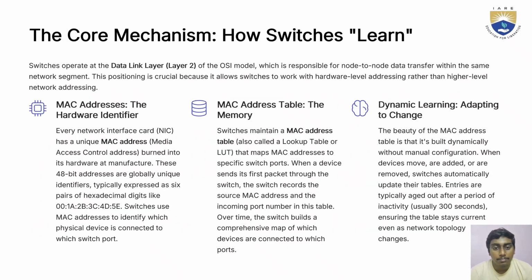The core mechanism. How switches learn. Switches operate at the data link layer, layer 2 of the OSI model, which is responsible for node to node data transfer within the same network segment. This positioning is crucial because it allows switches to work with hardware level addressing rather than higher level network addressing.